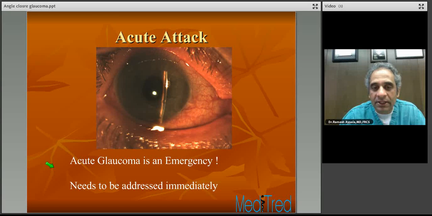Usually complains of headaches, and because of the acuteness or the suddenness of the pressure spike, this can manifest itself with nausea, vomiting, and there have been documented cases of patients being misdiagnosed in the emergency room as appendicitis, where appendectomy has been performed in this patient population. So acute glaucoma is an emergency. It needs to be addressed immediately.